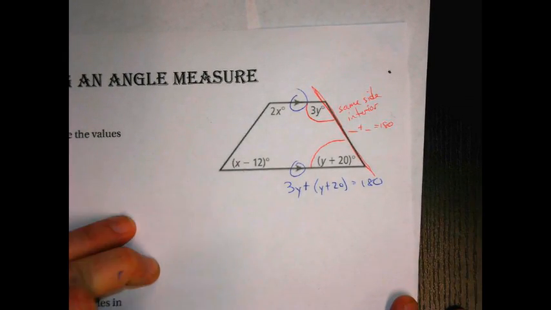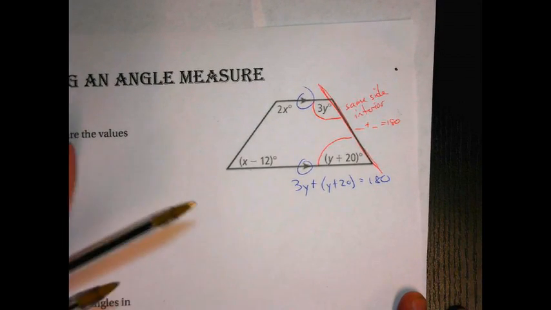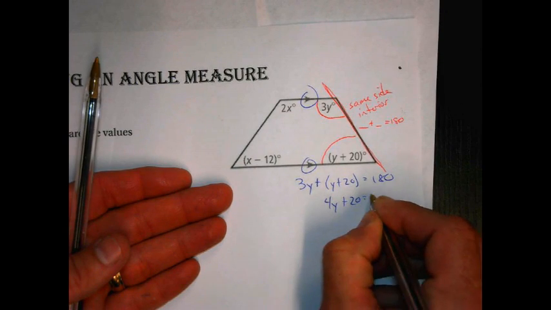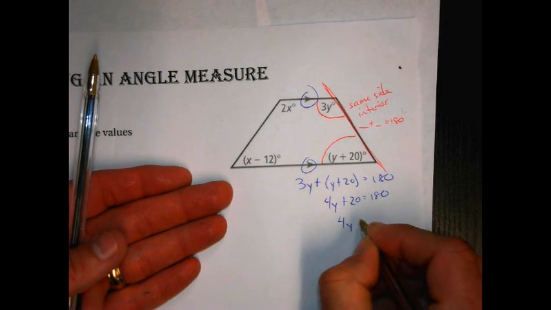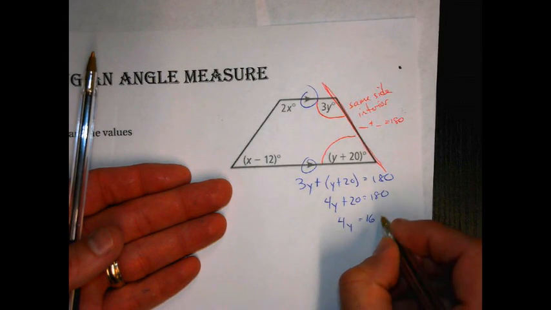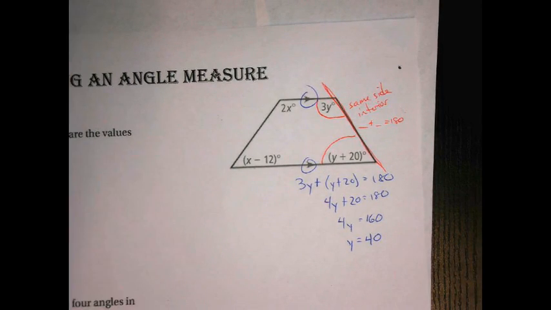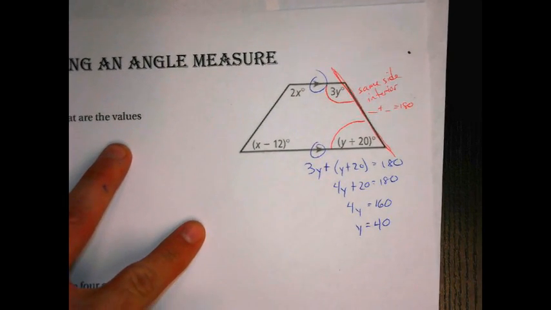The rest is algebra. Combine like terms: 4y plus 20 equals 180. Subtraction property of equality: 4y equals 160. Division property of equality: y equals 40. We've just now solved for y. But what about x?